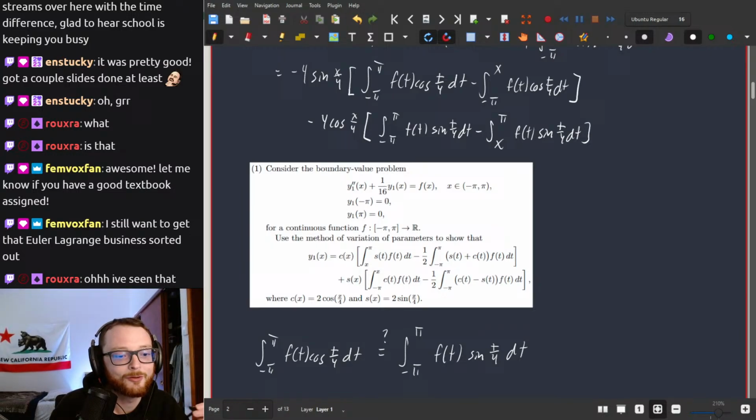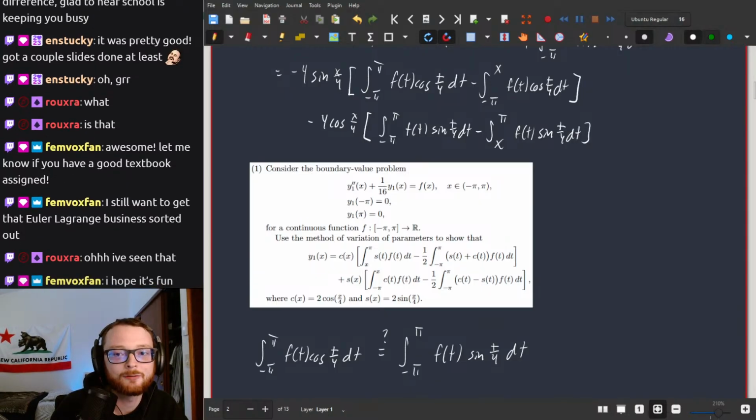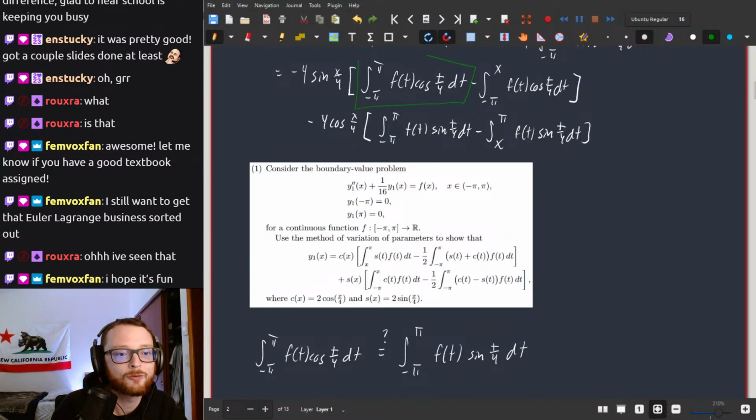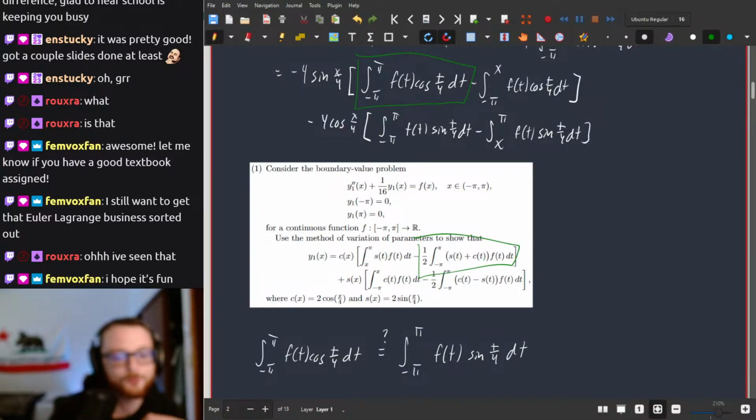Ugh, okay. So the question I'm trying to figure out is if you have an arbitrary function f, basically, is this integral equal to this integral? The answer should be yes, but I'm trying to find out why.